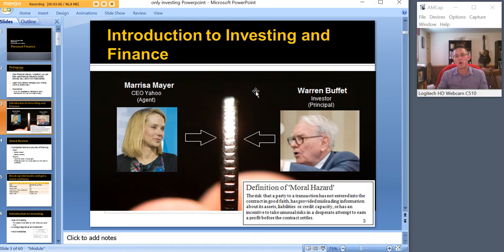The principal is the owner, usually the owner of stock or of a company, and those owners hire agents to run the company. So here we have Warren Buffett as the owner, the investor, and on the other side, Marissa Mayer, the CEO of Yahoo, would be the agent, the person hired to run the company and its operations. So when you hear me talk about the principal, know that I'm talking about the owner or investor. And when I say agent, think of the CEO. Now, Warren Buffett does not own Yahoo, but these were well-known CEOs and principals.